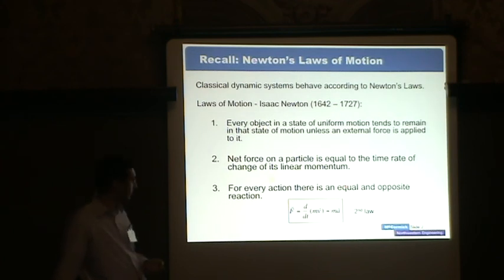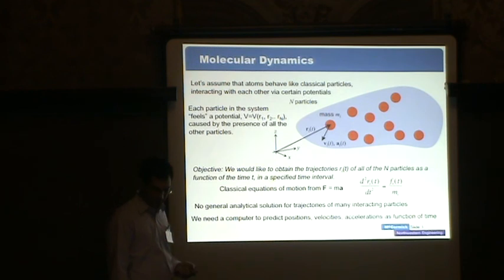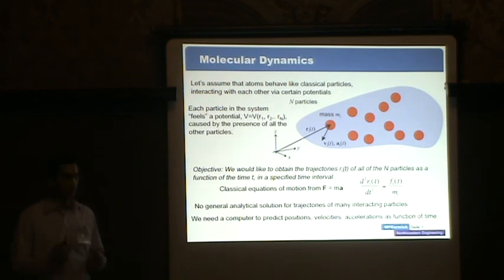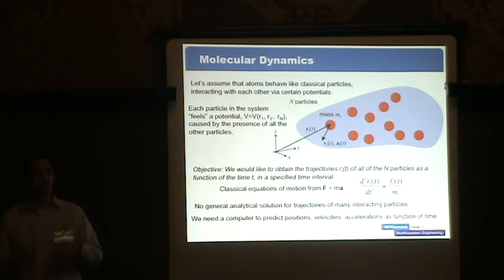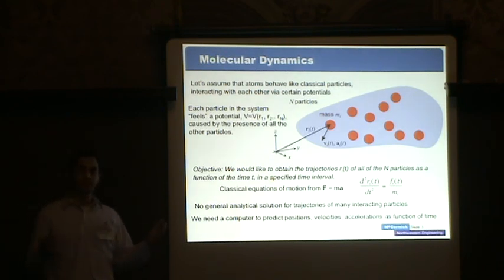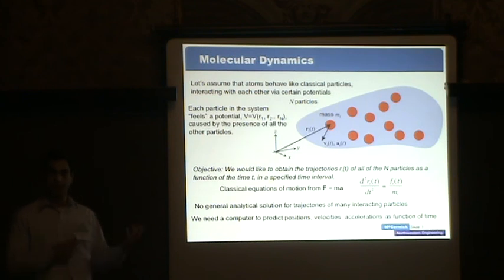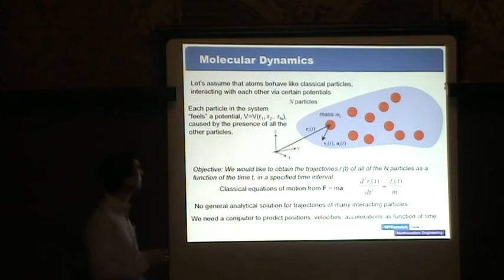And what we see here is, of course, to be able to do this, you need a system of particles. So what we do is basically atoms behave like classical particles, interacting with each other by certain potentials. And each particle in the system feels the net potential that is caused by the presence of all of the other atoms in the system. So it's almost like celestial mechanics, but instead of gravitational interactions, you have more complicated chemical interactions.